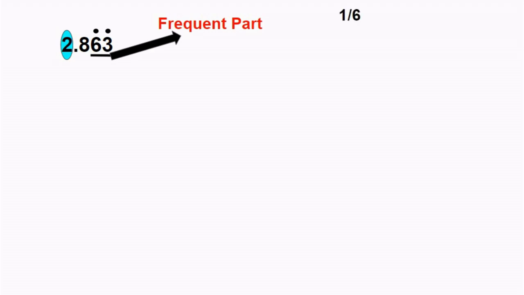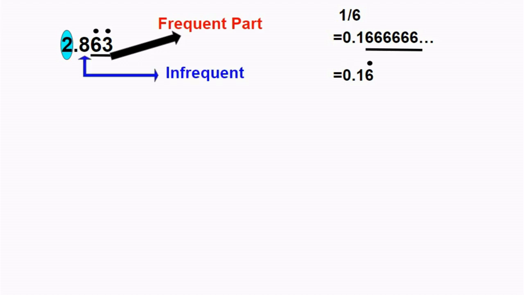Take a calculator and divide 1 by 6. The answer is 0.16666666 and so on. Here if you see, after this point 6 keeps repeating but 1 doesn't. That means 6 is the frequent part of this decimal number and 1 is the infrequent number. So, in this number 2.863 the frequent part is 6 and 3. And the infrequent part is 8.